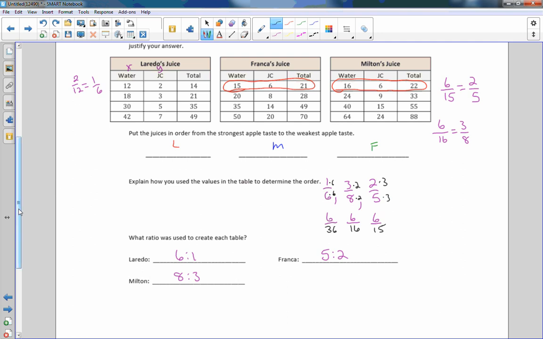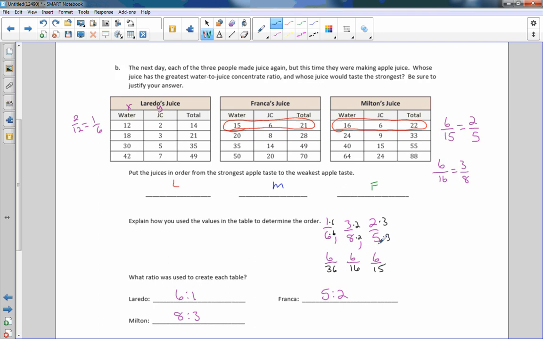Milton has the least amount of water if we had 6 in all of them. So this was 6 and this was 6, but if I made this 6, I'd be multiplying this by 3 to get 36. All right, so put the juice in order from the largest, strongest apple taste to the weakest. So the strongest apple taste would be the one that had the least amount of water. So that is the 6/15, which is Milton.